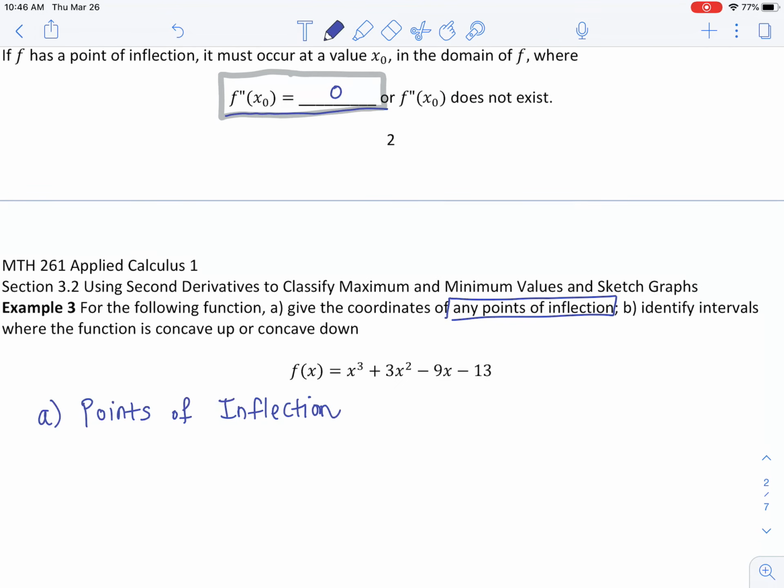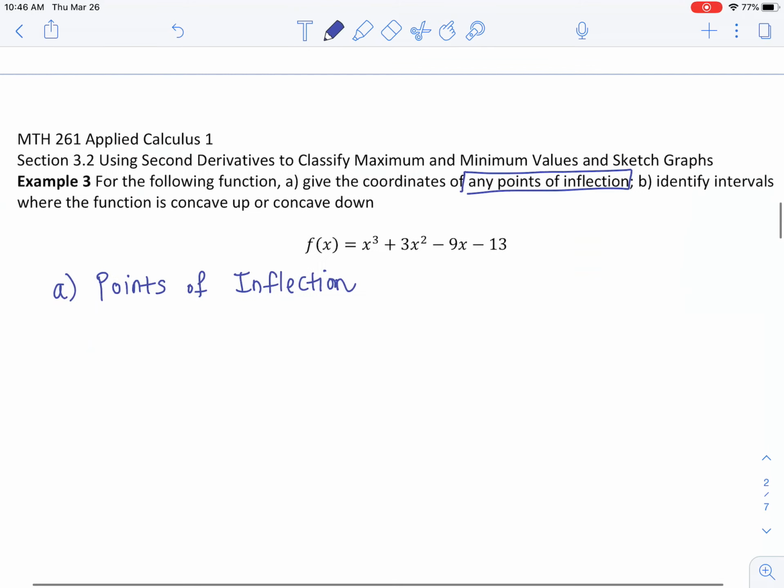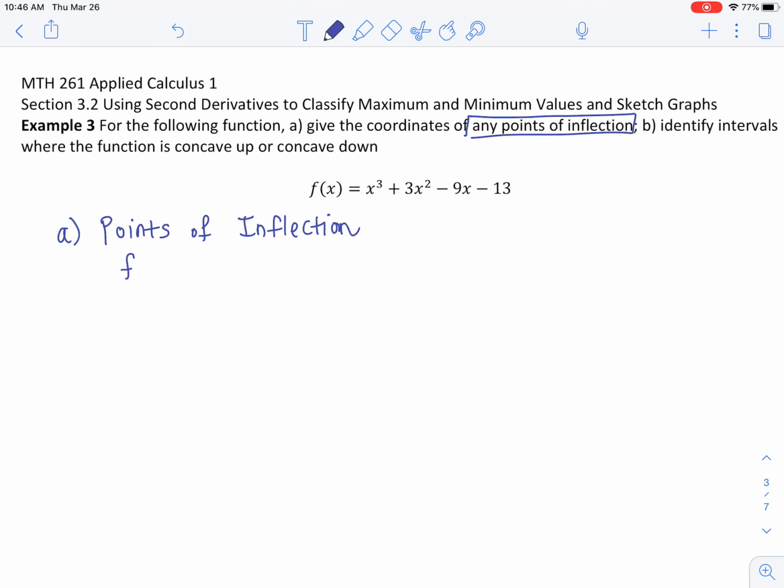You're going to have to find the second derivative, and what do you do? You set it equal to 0. Okay, so let's do that. The first derivative is going to be 3x squared plus 6x minus 9. Remember, we found that before.